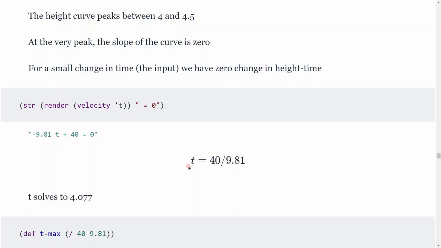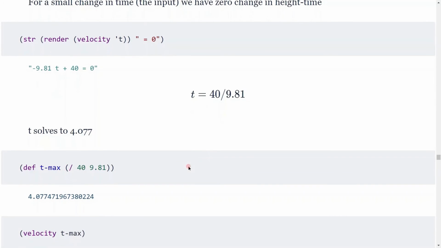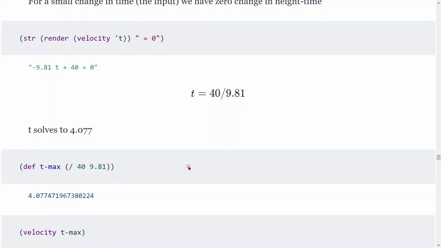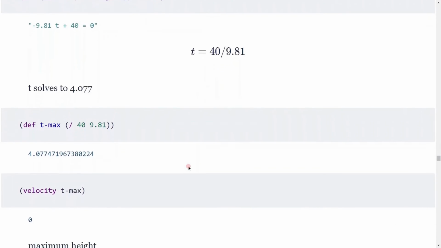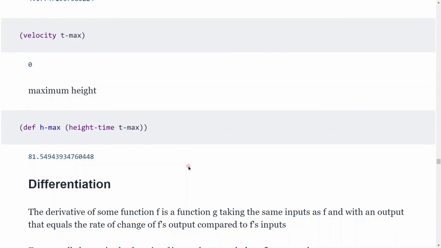T solves to 4.08, and so that means the time at the maximum height of the ball is 4.08. Also, the maximum height is the height at that time, which is 81.5 meters.